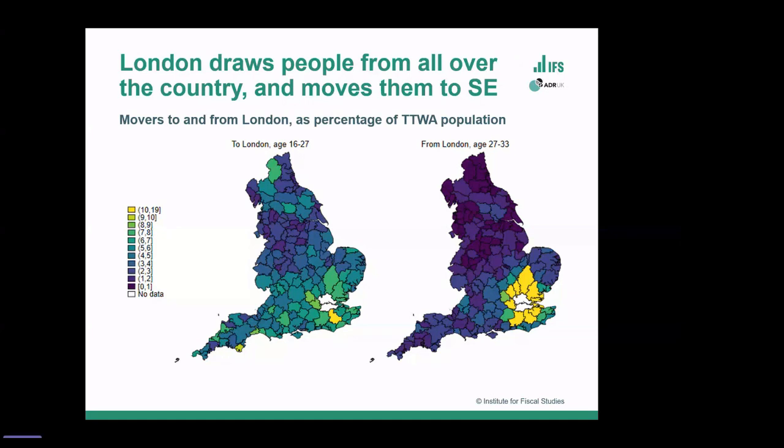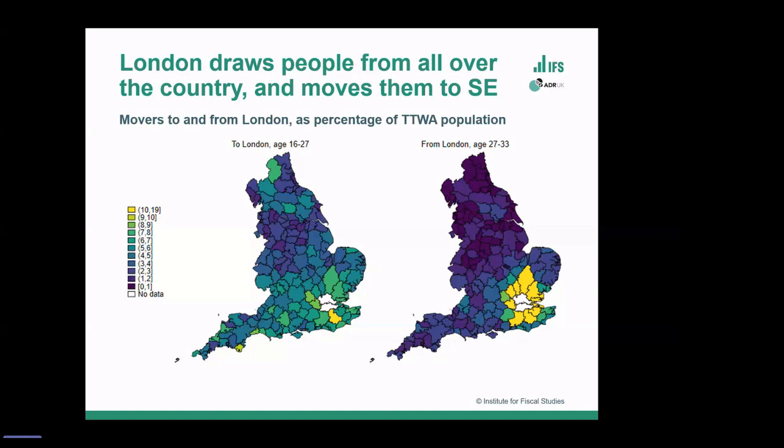So in these maps here, I'm showing you on the left-hand side, moves to London in this first period between age 16 and 27 as a percentage of the local resident population. And on the right-hand side, I'm showing you moves from London between age 27 and 33, again, relative to the local population. And I think what's really striking is that London is really drawing people from all over the country at the very start of people's careers.